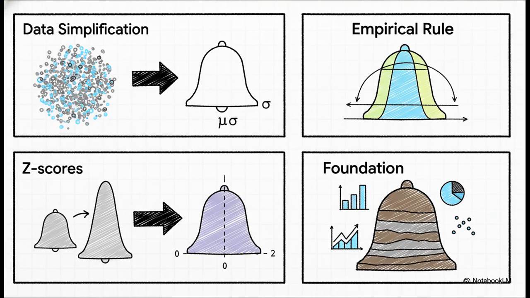First, it simplifies things. It lets us take a messy cloud of data and boil it all down to just 2 numbers, the mean and the spread. Second, the empirical rule gives us that instant mental shortcut to understand how the data is distributed. Third, z-scores act like a universal translator, letting us compare completely different things on the same scale. And finally, all these tools together make the bell curve the absolute foundation for most modern statistics.